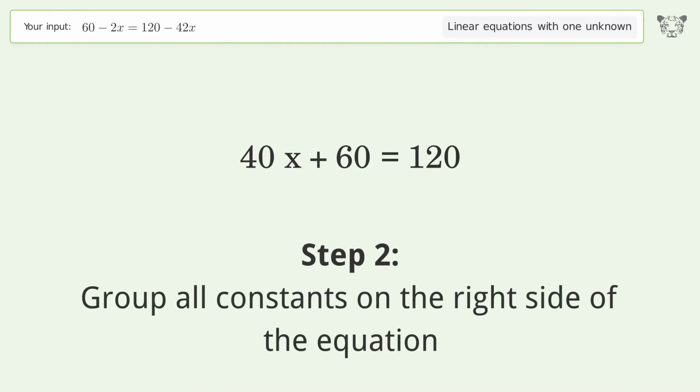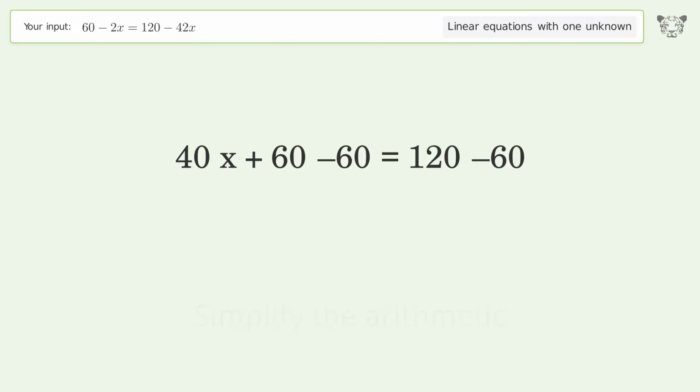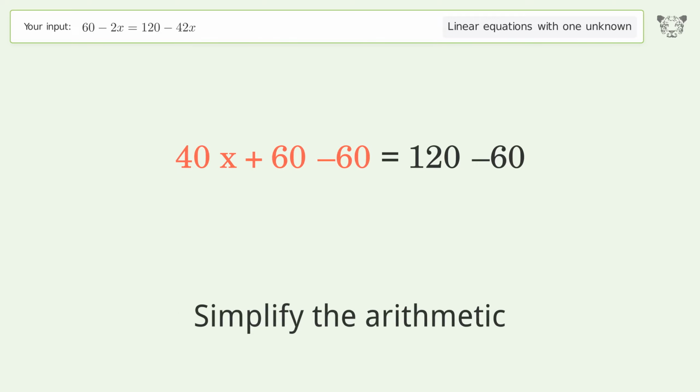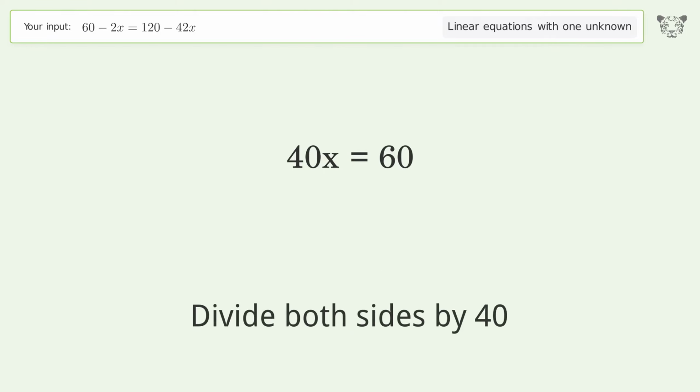Group all constants on the right side of the equation. Subtract 60 from both sides. Simplify the arithmetic. Isolate the x. Divide both sides by 40.